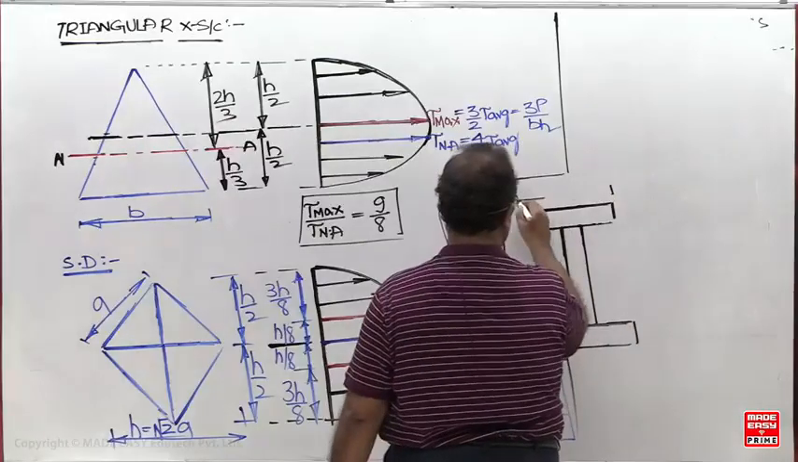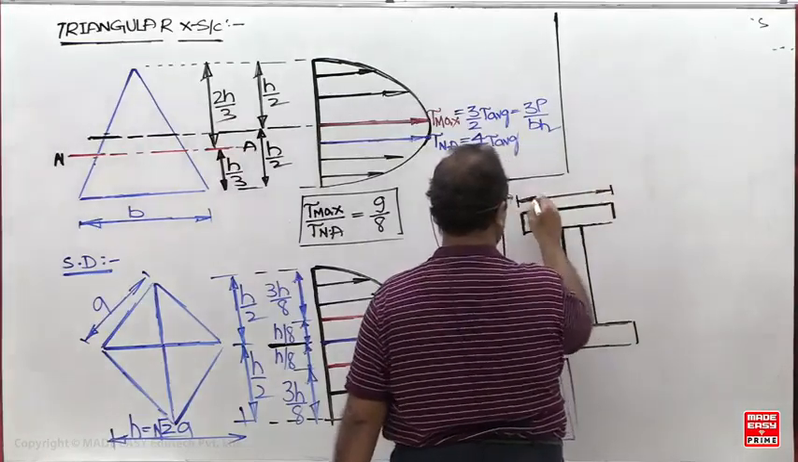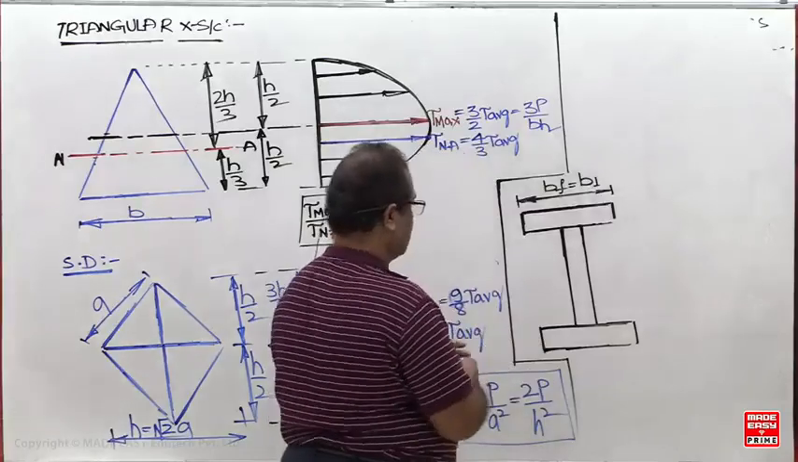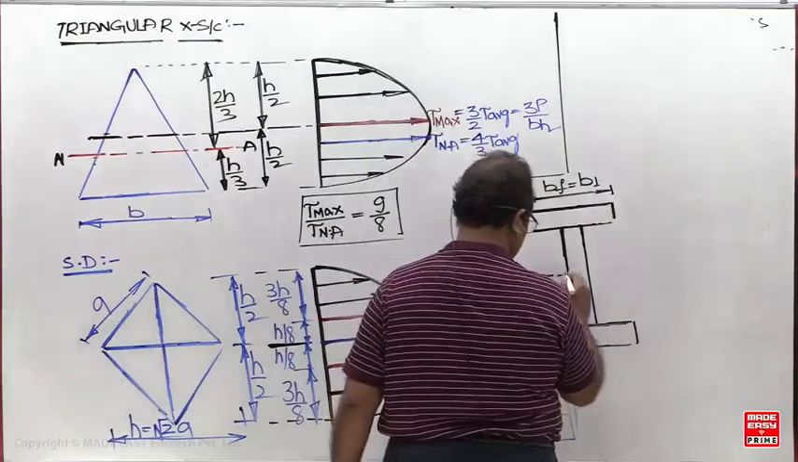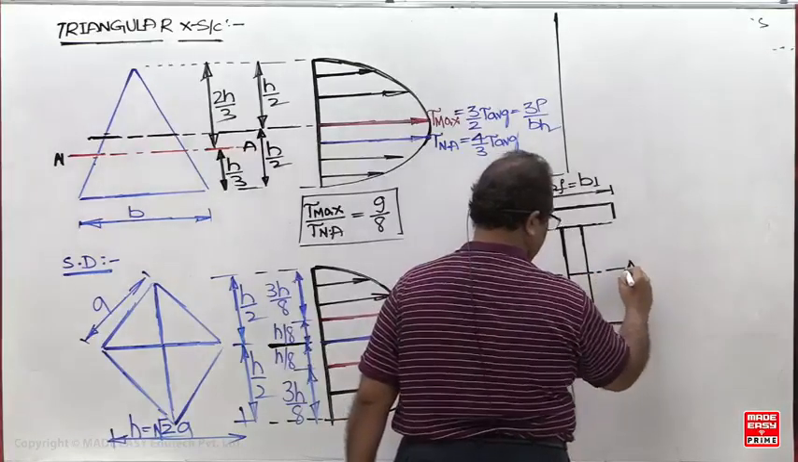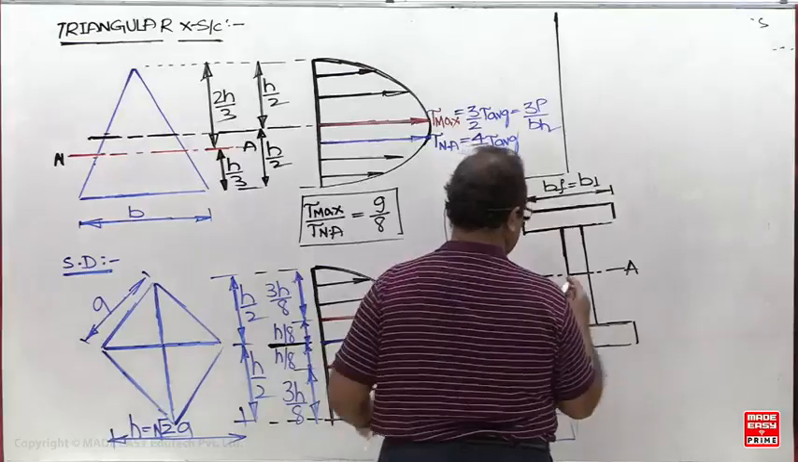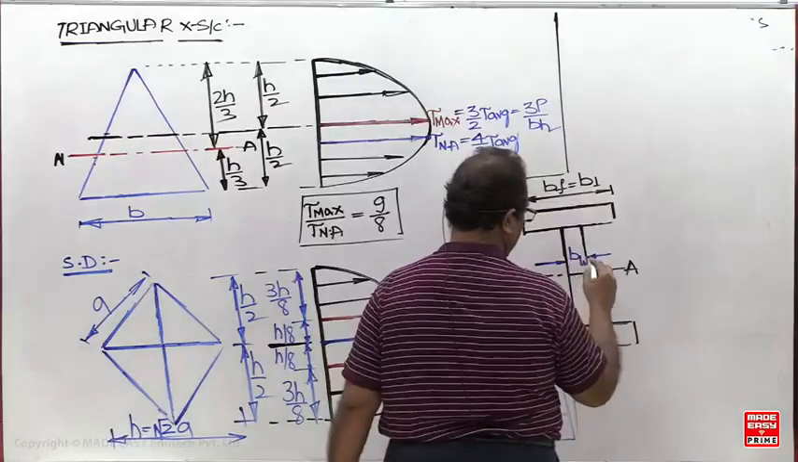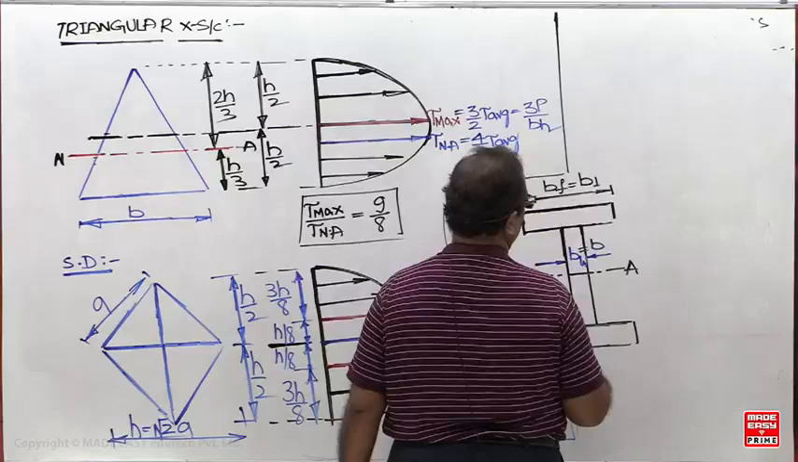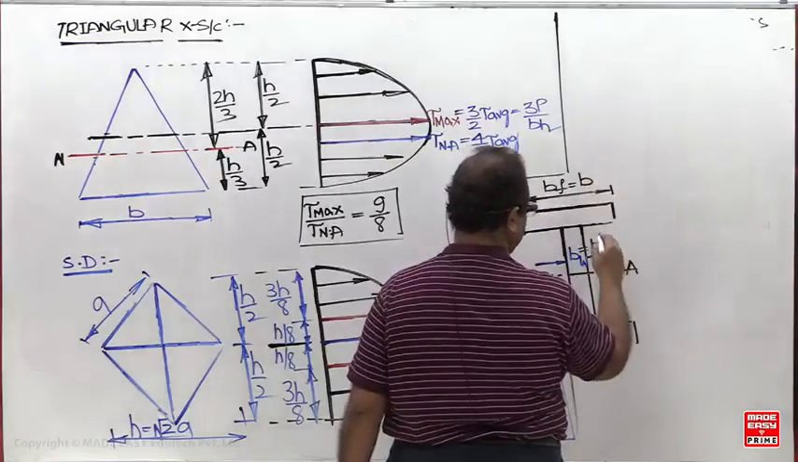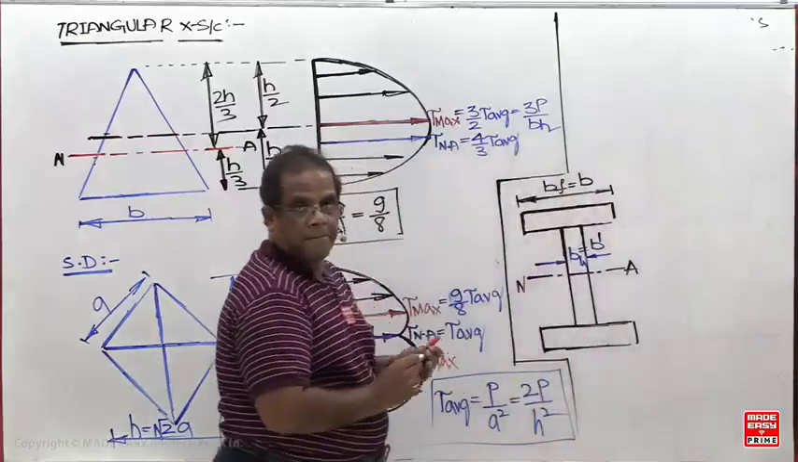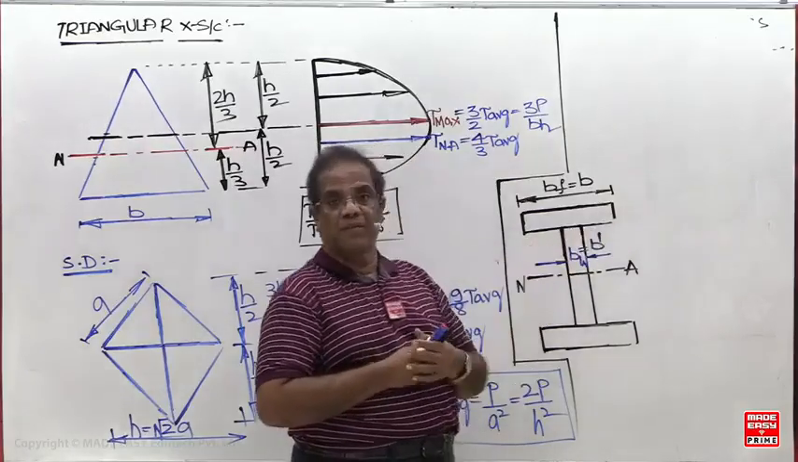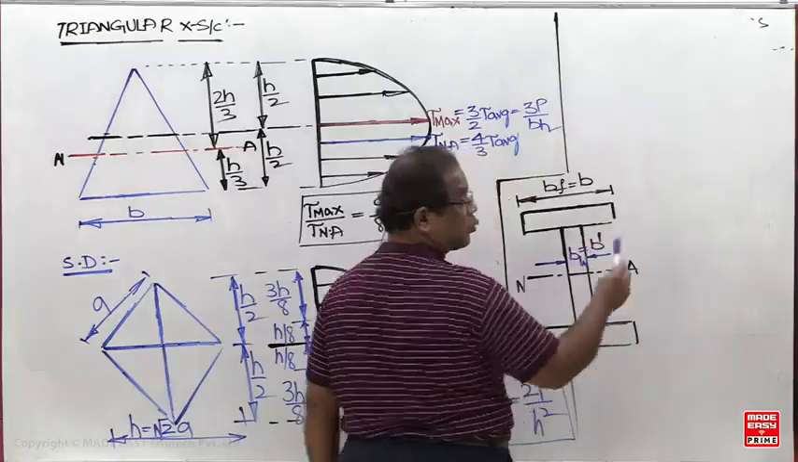This is what now? Width of the flange. So I have taken B1. This is the neutral axis. Now this is the width of the web. So I am taking this B and this B dash. Now what about this line? This line is called the bottom of the flange or top of the web.